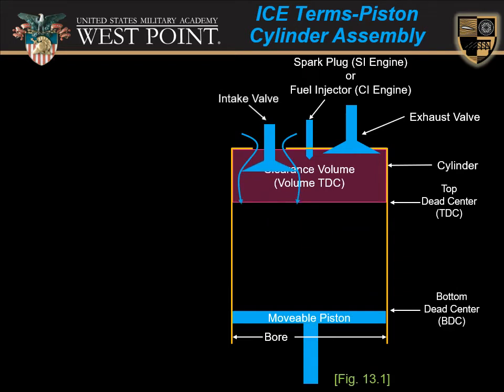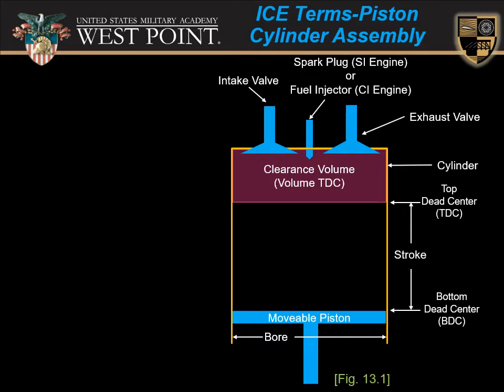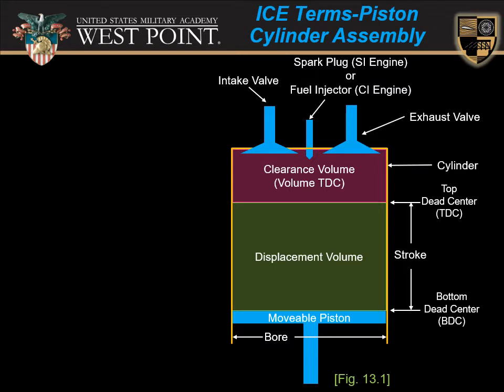Now, during the intake stroke, the movable piston will move down and the intake valve will open, allowing air fuel to enter, or it will move down to this position during the expansion stroke or the power stroke, which you'll learn about later. Either way, at the bottommost position, we refer to that as the bottom dead center. Now, the distance that the movable piston travels from top dead center to bottom dead center is what we refer to as the stroke. And the volume contained therein is what we refer to as the displacement volume.